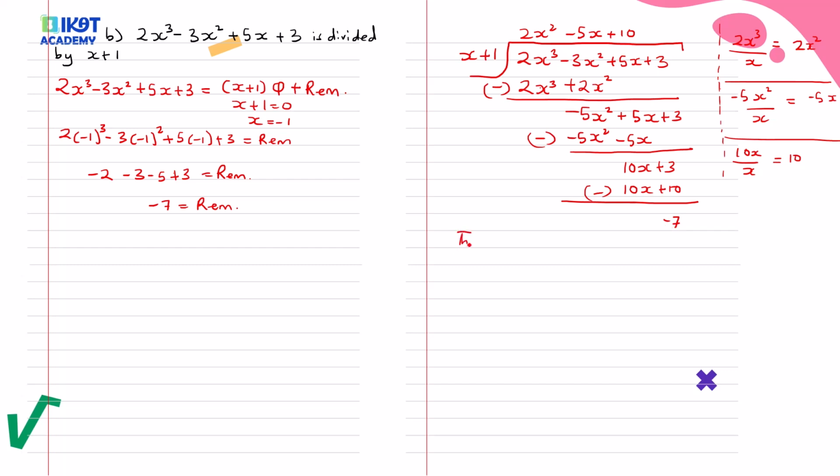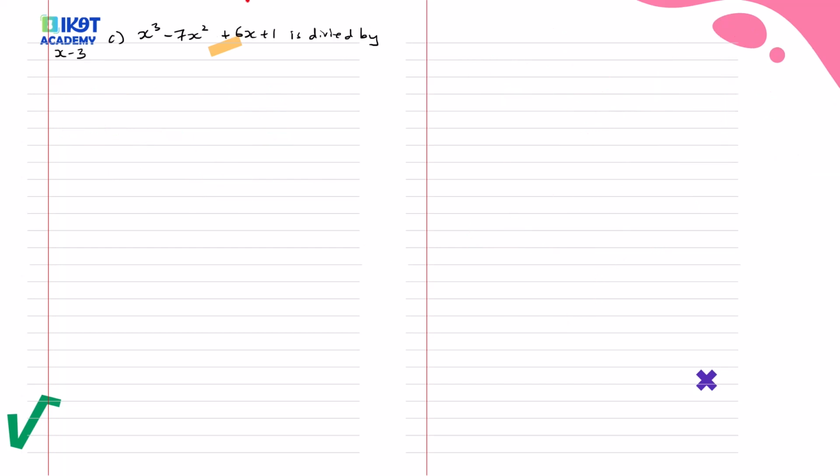So the remainder is negative 7. Okay, so we see here negative 7, negative 7. So it's the same. Then now here I have x cubed minus this. Find the remainder when this is divided by this. So the first thing we get is our function.